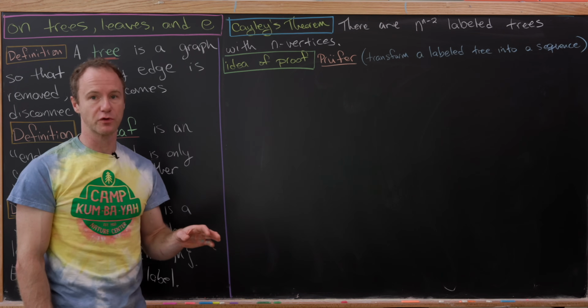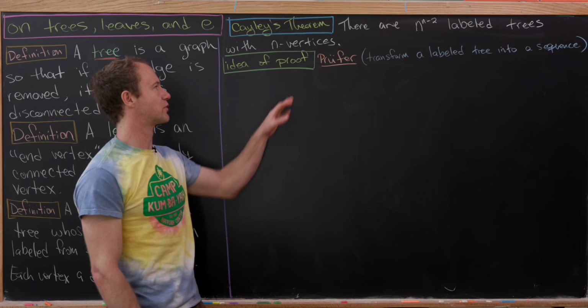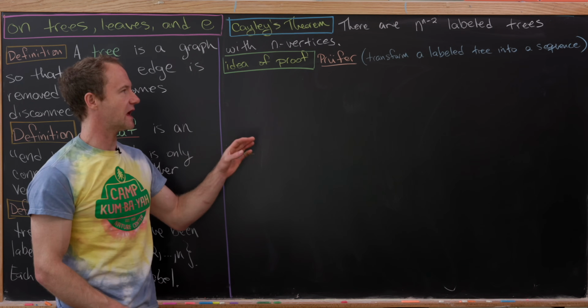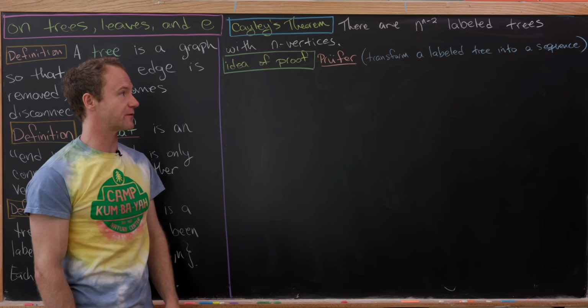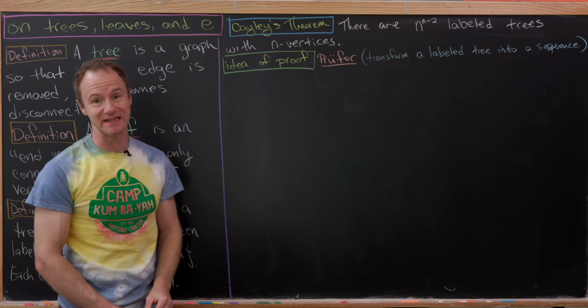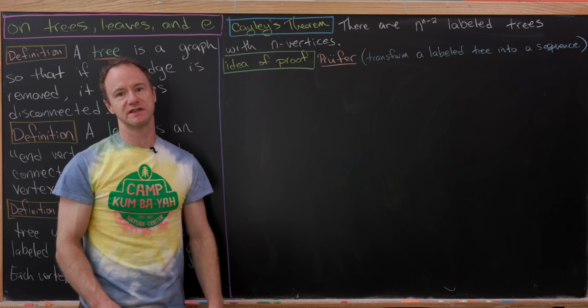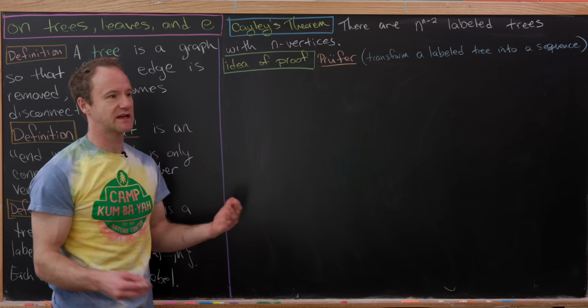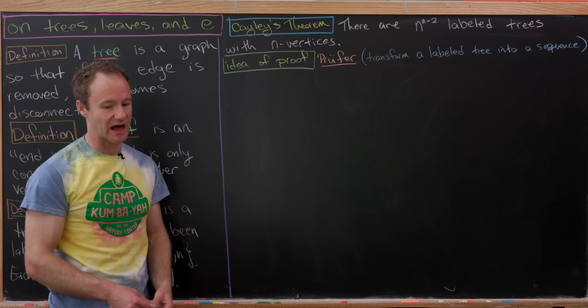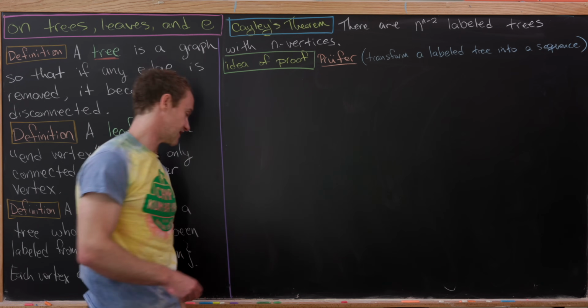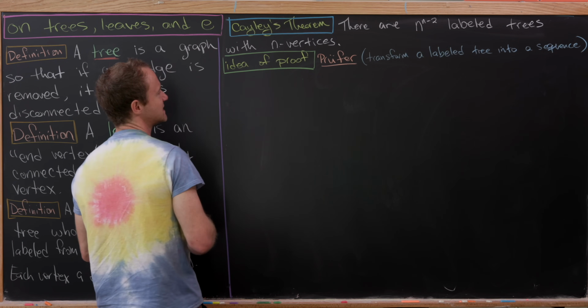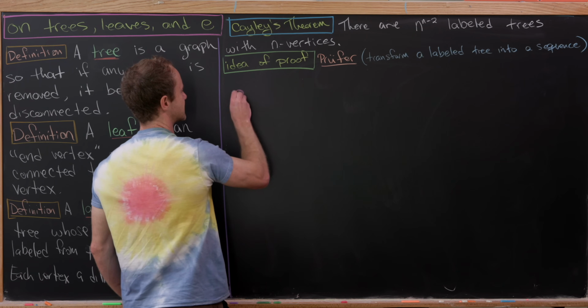And there are several proofs of this. We're going to outline the proof given by Prüfer. And the idea is to transform a labeled tree into a sequence, and then count the number of sequences that we would get out of that. And we'll see that counting the number of sequences that we get out of that is fairly easy. Okay, so this has a 2-step process.